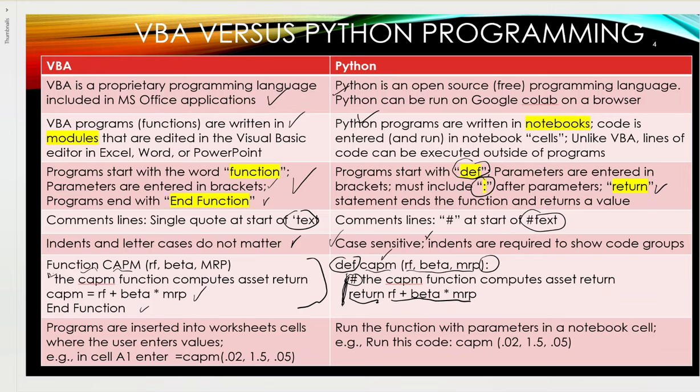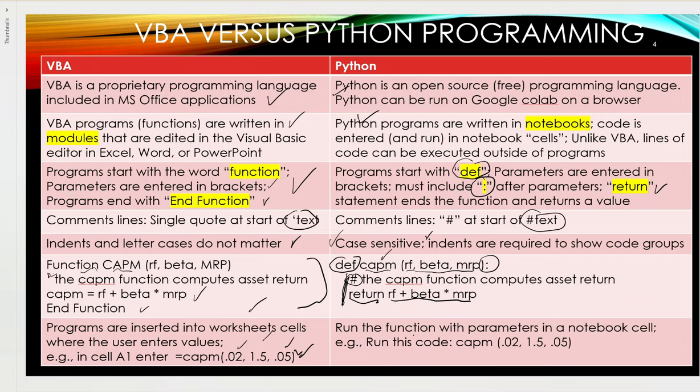In VBA, how you'd execute this program is you'd enter it into an Excel workbook sheet inside one of the cells. And then you'd give it parameters. For example, you just type in equals CapM, 2% as the risk-free rate, beta 1.5, and market risk premium of 5%.